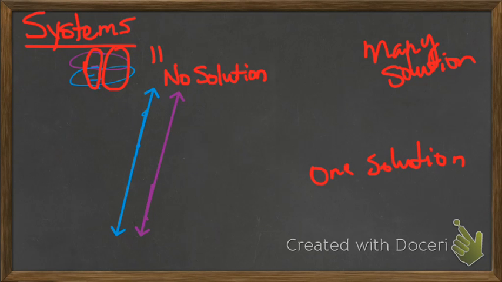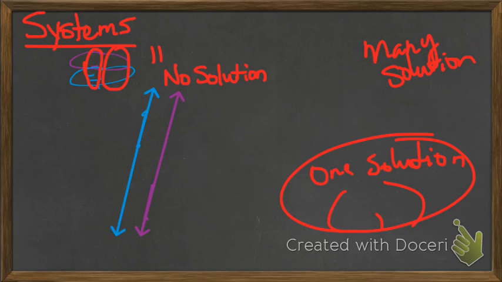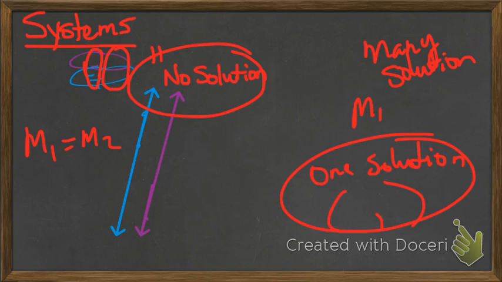So let's recap how you could have different solutions. When you're solving systems of 2 equations, you could either have one solution, and then you would write it as an ordered pair. You could have no solutions, and that's when m of one equation and m of the second equation are the same. Or you could have many solutions when both slopes are the same and both y-intercepts are the same.